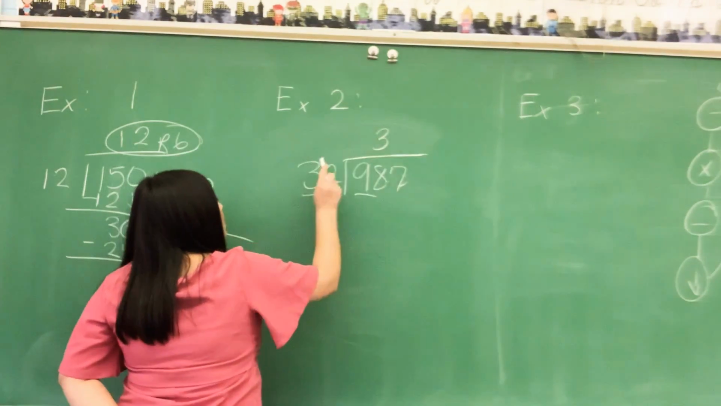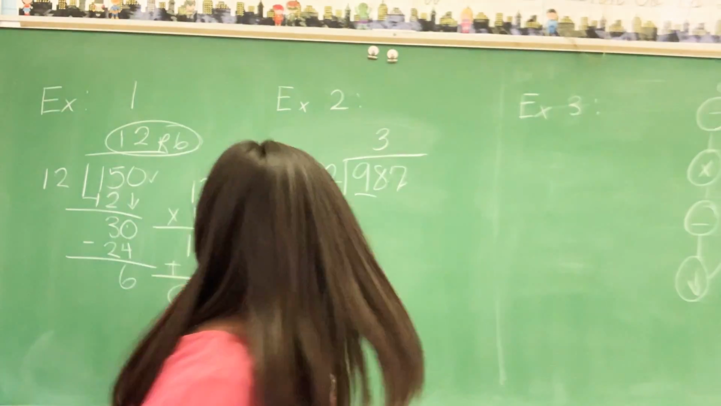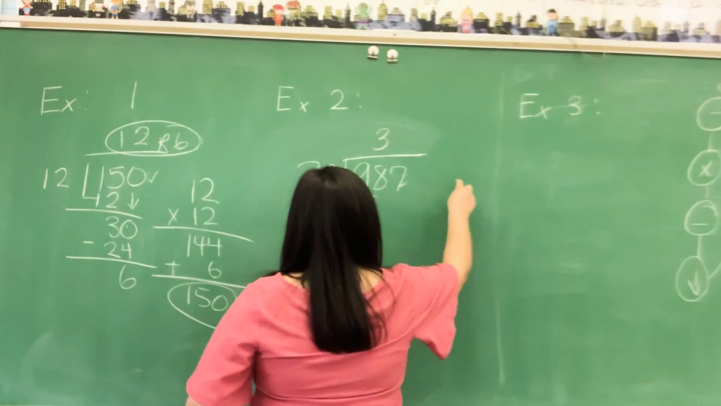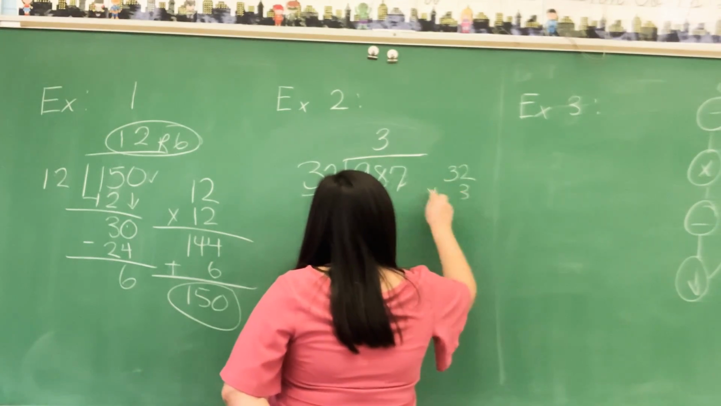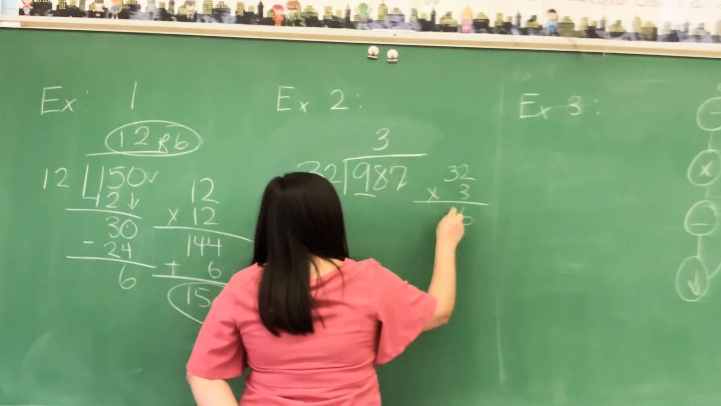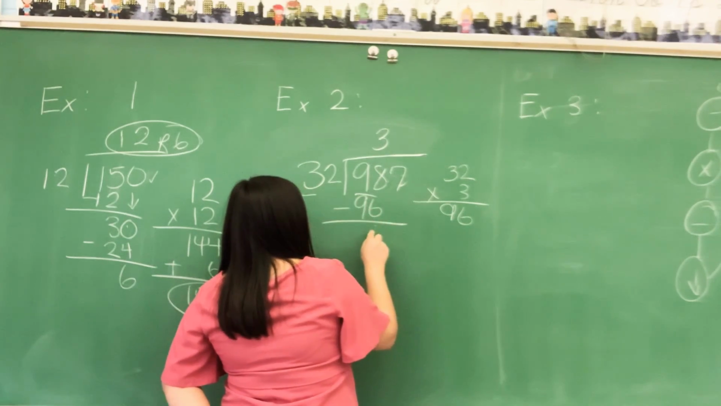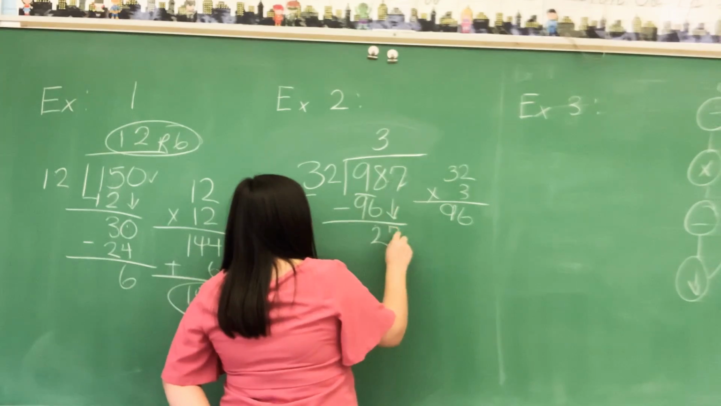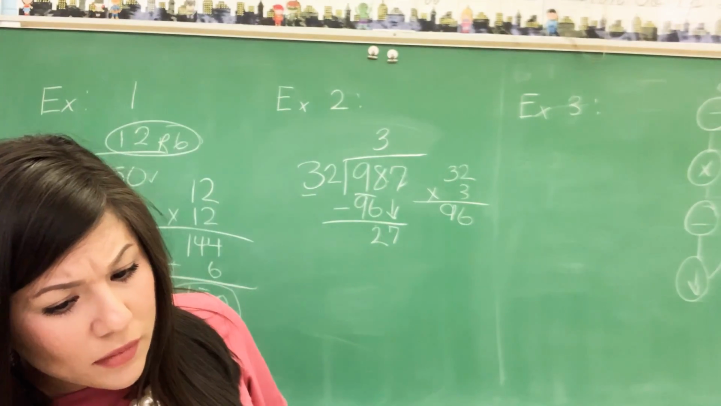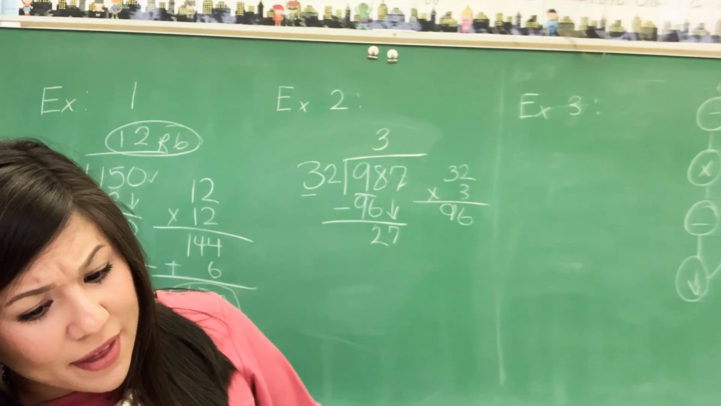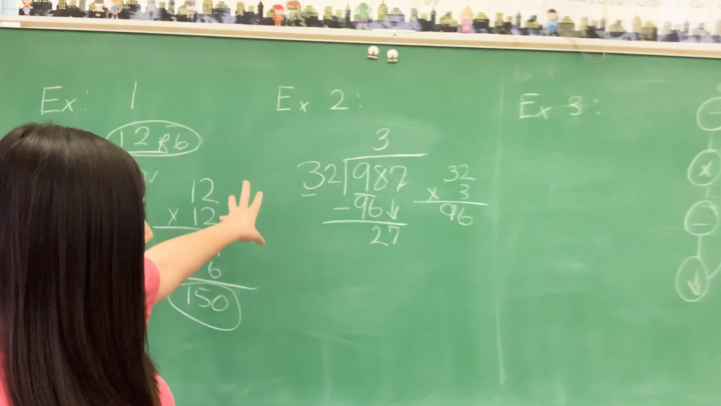3 times 32 would give you what? 3 times 32, and I'm going to do it here. You can do this on your paper if you'd like. It's 96, so I'm going to write 96 here. 98 minus 96 is 2. Bring down the 7. Here we have the 7, and we have 27. We're going to repeat: 27 divided by 32.